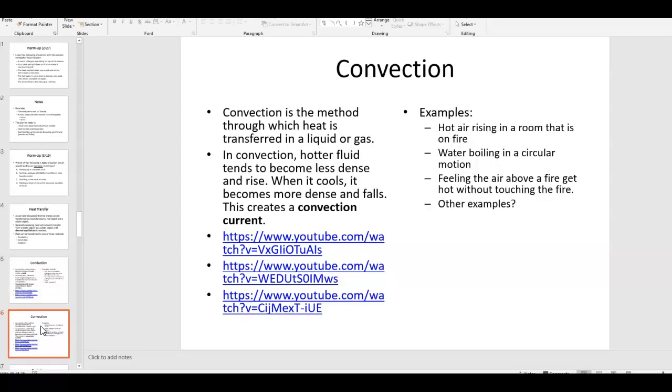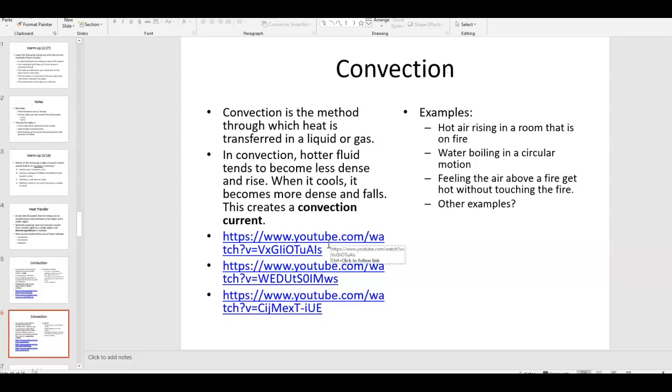Okay, so convection. Convection is the method through which heat is transferred in a fluid, and when I say a fluid, I mean a liquid or a gas. Now, the way convection works is typically when you have a fluid, you have some parts of the fluid that are hot and some parts that are cold. And what happens is hot fluid, like hot liquid or hot air, tends to rise and go up. And as it goes up and cools down, it becomes more dense, and then it falls. And this is what's called a convection current.